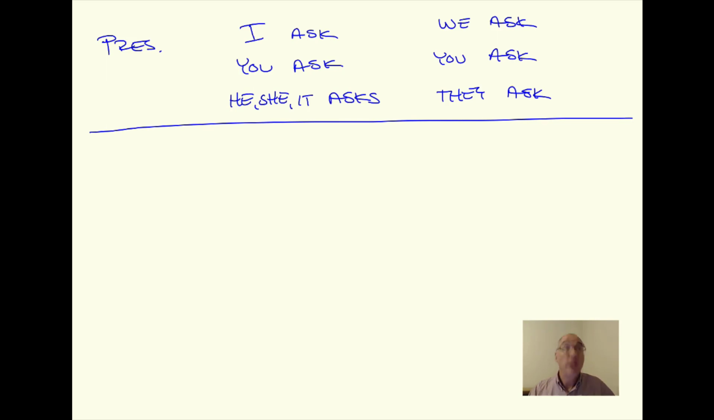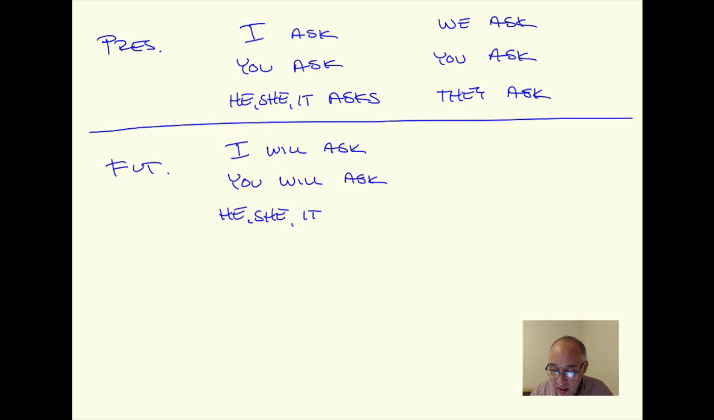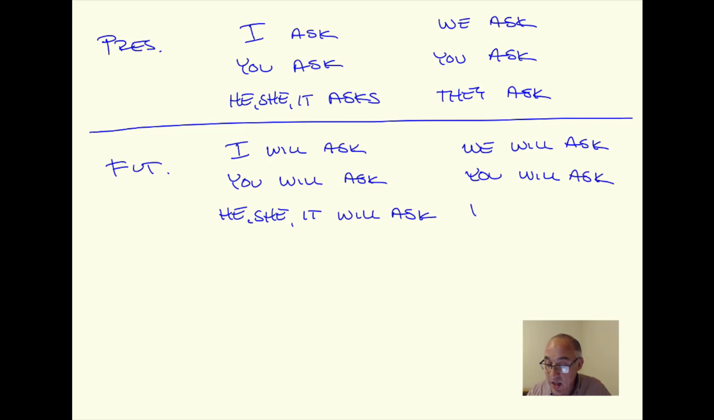How do we do the future tense? Just for fun in English. We're not going to do the future tense in Latin right yet, but let's talk about the future tense in English. We have the same thing. We just insert a tense indicator. I will ask. You will ask. He, she, or it will ask. We will ask. You will ask. And they will ask. Now we have conjugated the verb ask in the future tense in English.